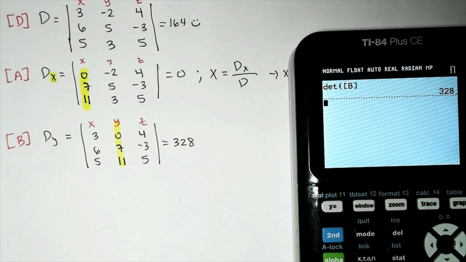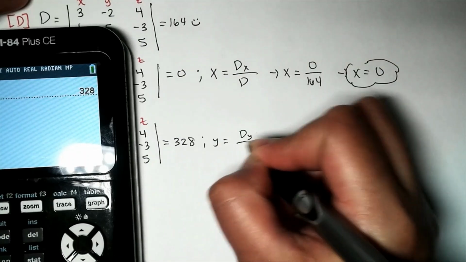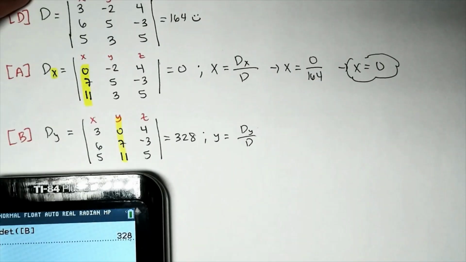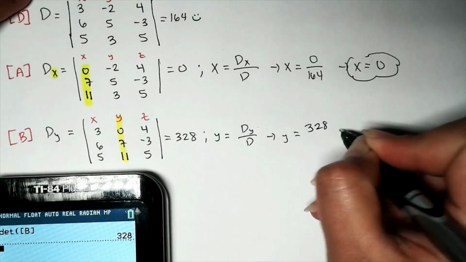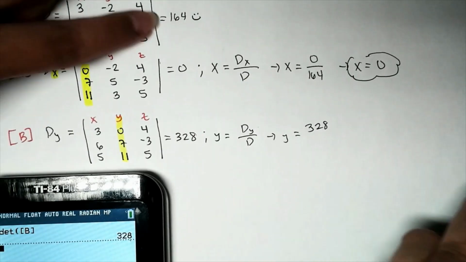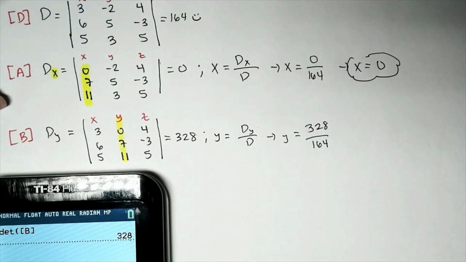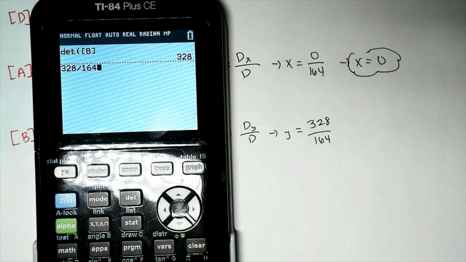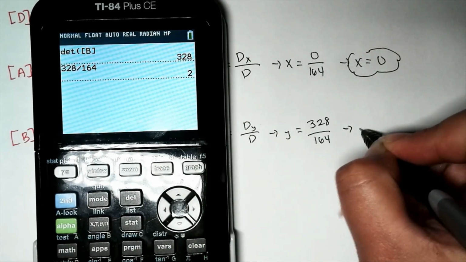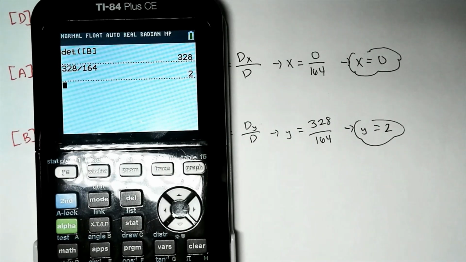And let's go ahead, then get the answer for y. So to find y, we're going to take dy and divide it by d. Thanks to our hard work, we have that dy is 328. And then d, what was it, 164. You would think I know how to do this in my head, but I can't. So 328 divided by 164 gives us 2. Yeah, I should have known that. It's okay. It's really late right now.